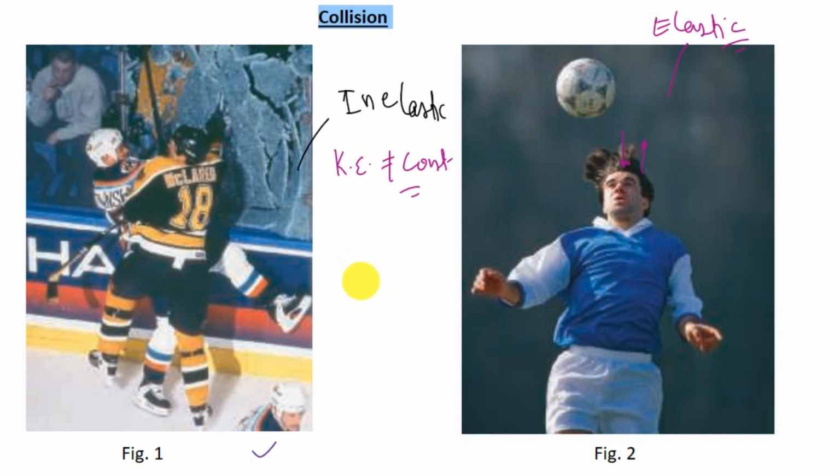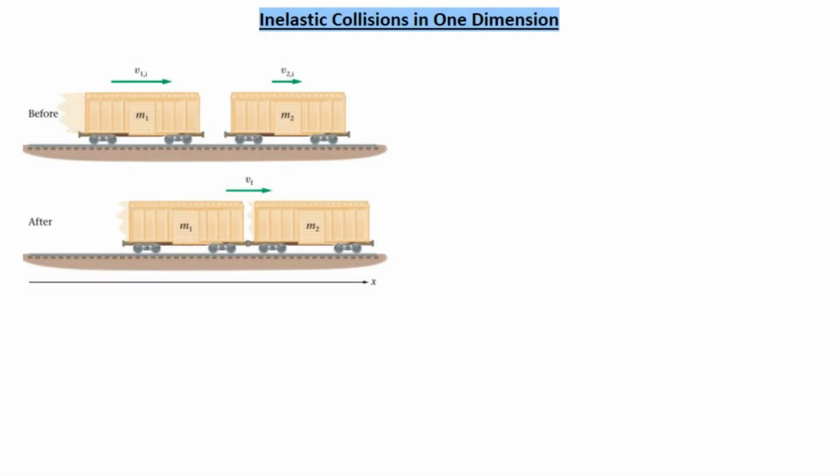Now let's discuss some mathematical equations related to the inelastic collision. We'll be discussing inelastic collision in 1 and 2 dimensions. First let's see in 1 dimension. Here we have two trains of masses m1 and m2 running on a smooth horizontal track with velocities v1 and v2. Finally, when these two trains are coupled, they move with a common velocity vf. Now we need to find the value of this final velocity.